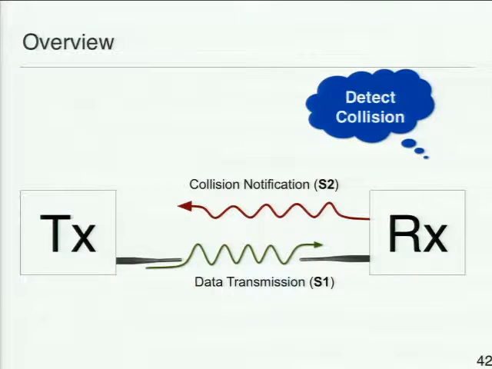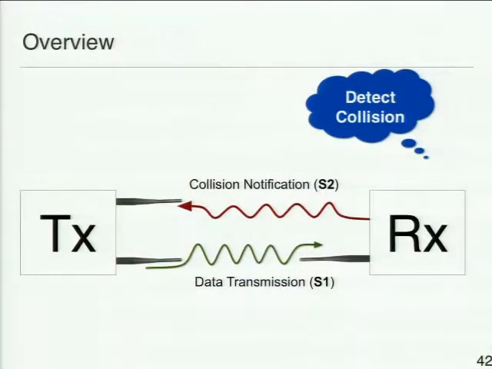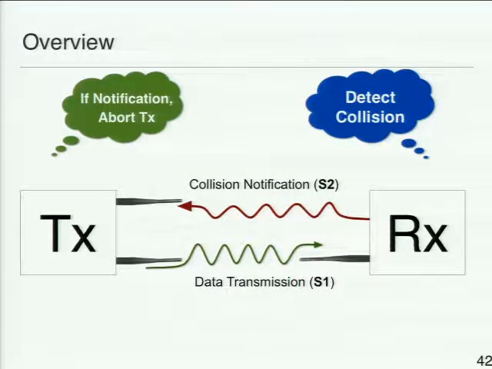The transmitter is a wireless transmitter, and hence it has no idea about this collision. So the receiver has to send some feedback to the transmitter. We'll call this collision notification signal S2. Now observe, this is not enough yet, because the transmitter's transmit antenna is busy transmitting the data transmission signal, and hence it will not be able to find the collision notification signal. So to do that, we'll introduce a listen antenna. Now at the listen antenna, the transmitter can find the notification and can go ahead and abort the transmission, preventing the collision.